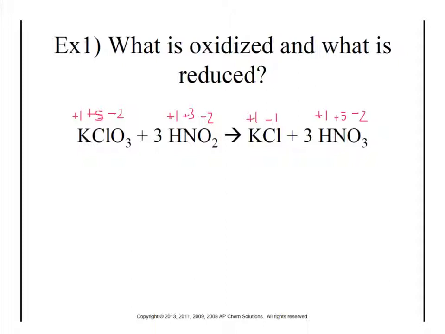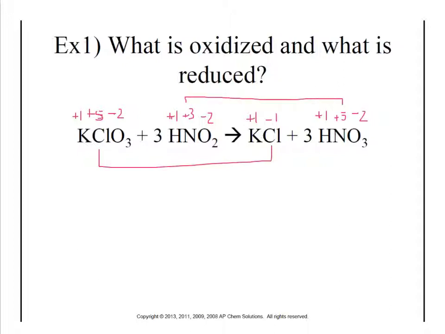So there are going to be things in the reaction that don't change, and that's okay. That means they're not oxidized or reduced. We want to look specifically at the elements that are oxidized and reduced, though. So what numbers changed? Well, we can see that chlorine went from +5 to -1. We can also see that nitrogen went from +3 to +5.